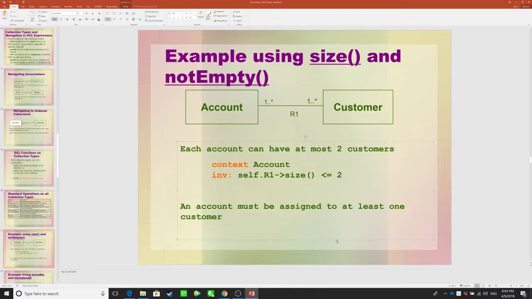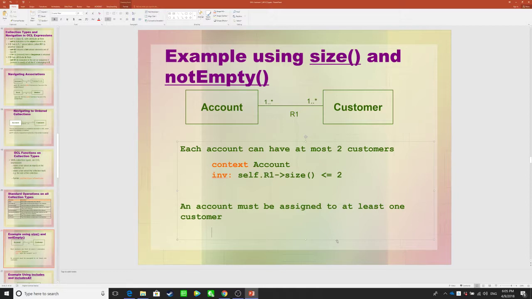We need to have these two parts, context and invariant. Context specifies which context we're in. Invariant, inv, specifies the constraints. So here, what should be the context? An account, right? Or customer. Customer. Yeah, customer. And what is the constraint there?